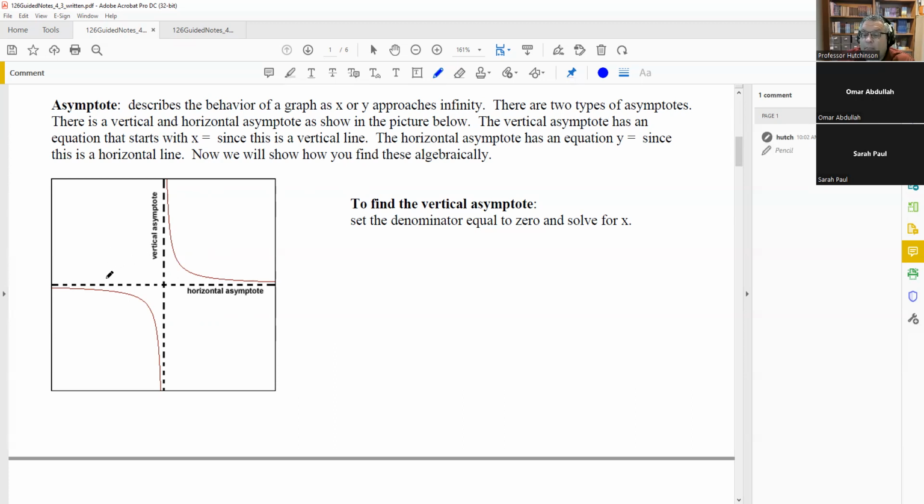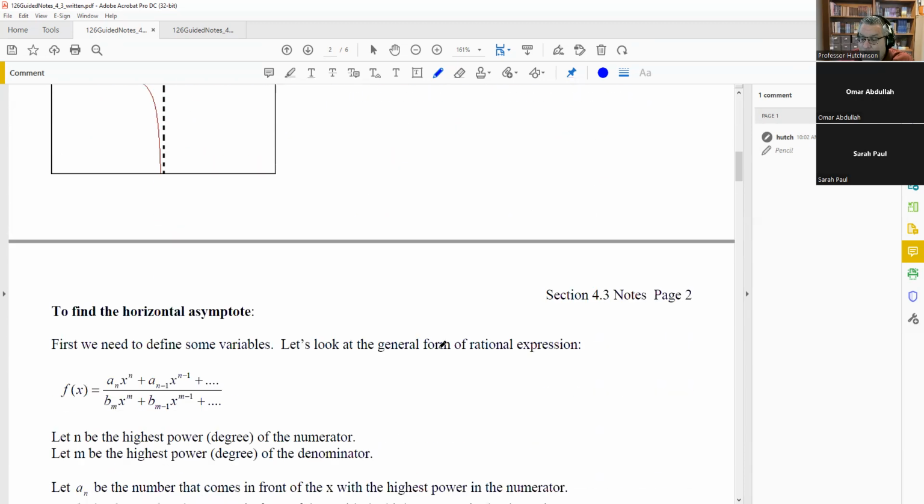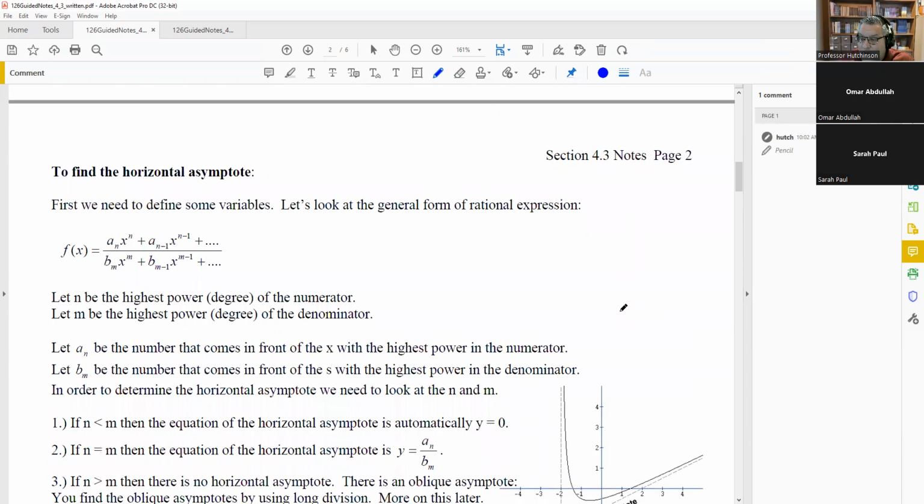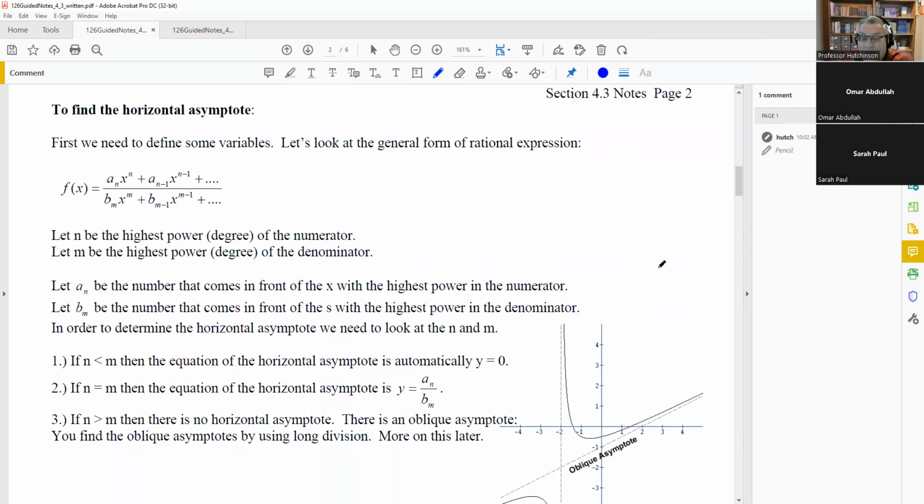The horizontal only comes into play when you're talking about the range. Since the graph is never going to touch the horizontal asymptote, that y value is not going to be included in your range. We'll talk about that a little bit later when we do domain and range of these. There's a few questions that we'll do that talk about that. So again, the range is affected by the horizontal asymptote on these. So let's go ahead and find out, how do you find the horizontal asymptote?